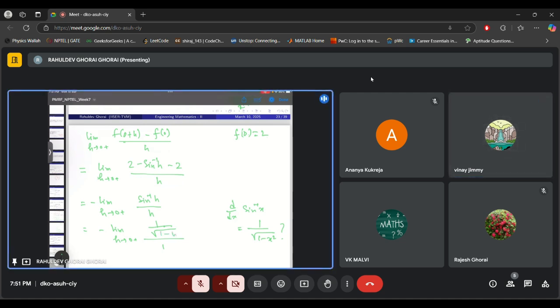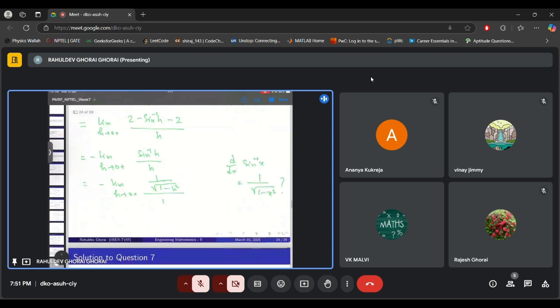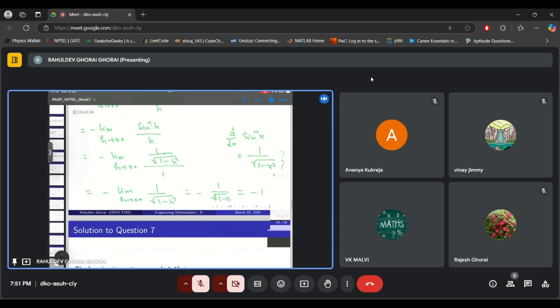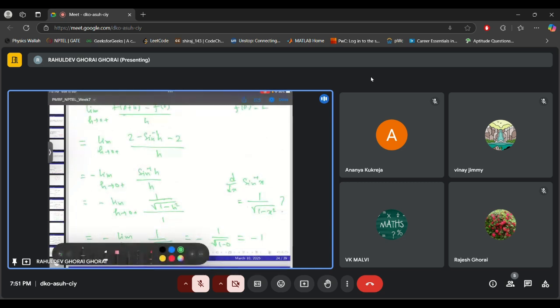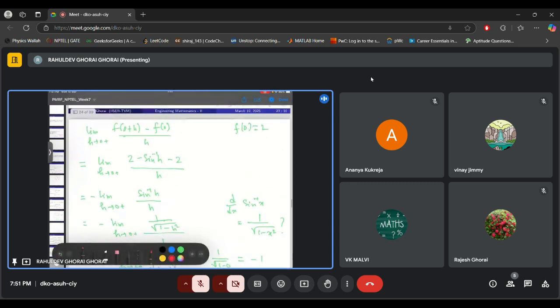So it is 1 minus h square, and now you have minus of limit as h tends to 0 plus 1 over square root of 1 minus h square, which will be equal to minus of 1 over square root of 1 minus 0, which is minus 1, right? Am I correct?